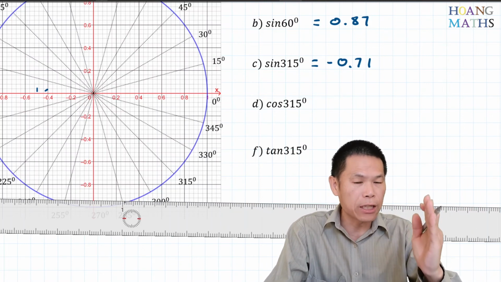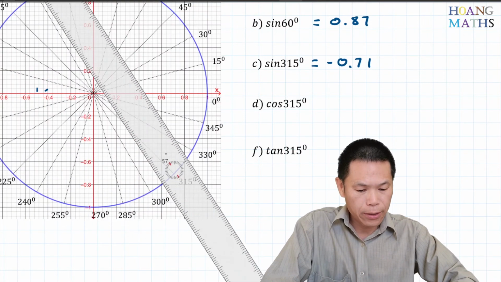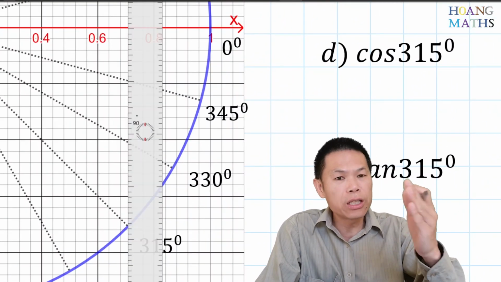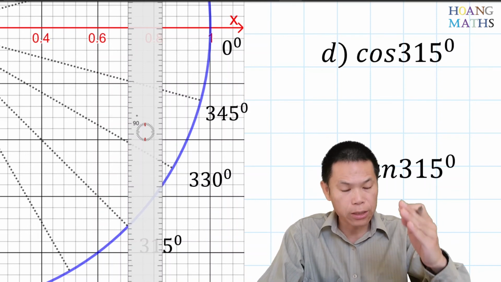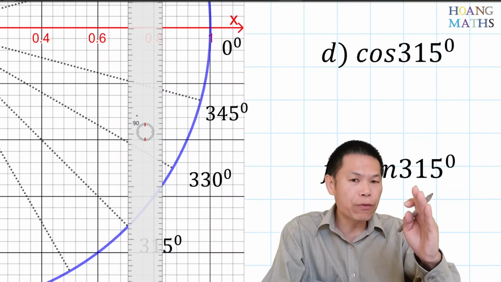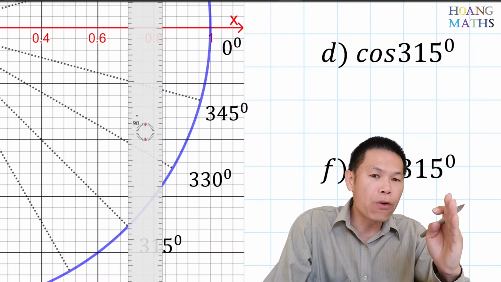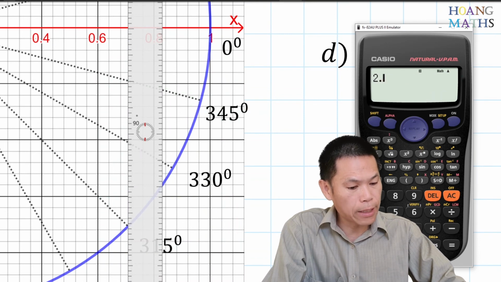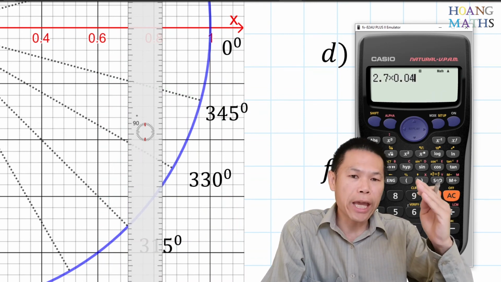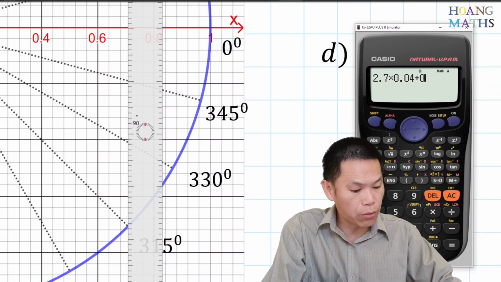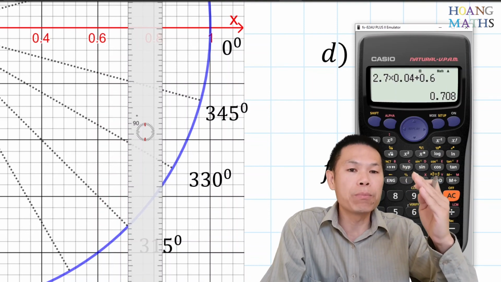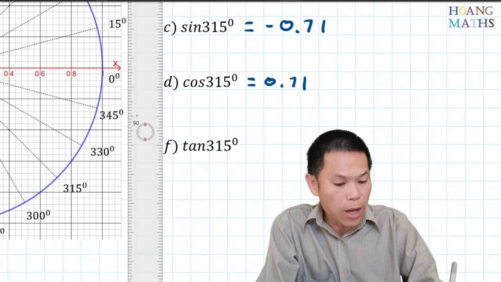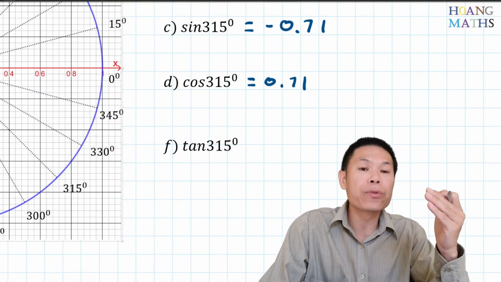So cos is the x value because x is equal to cos theta. So 315. I make it a bit larger. Doesn't matter if you're a little bit off. Remember, we cannot measure exactly, as always. So that means roughly 2.7 gaps on the right hand side of the 0.6. So we go 2.7 times 0.04 because each gap is 0.04 and then we add 0.6 on top. So again, 0.71. Now we need to find tan of 315.